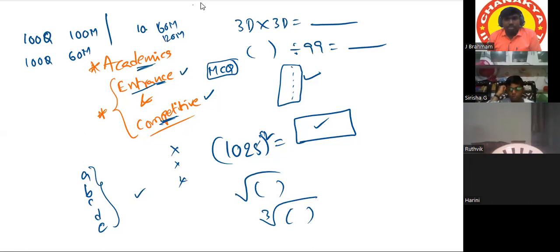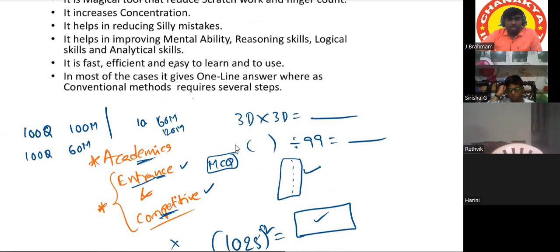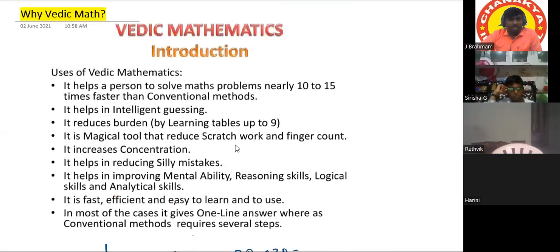Sometimes we don't need to use the pen also. Without using a pen we can answer. This is the importance. For this purpose only we are going to see the Vedic Maths techniques in our mathematics. See, why Vedic Maths? Whenever we are learning something, we have to check whether it is required for us or not.